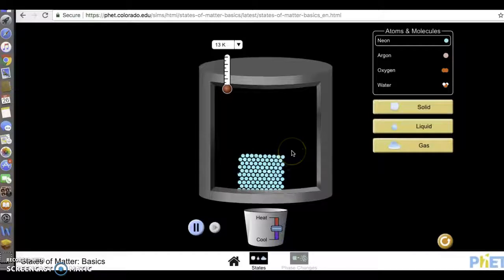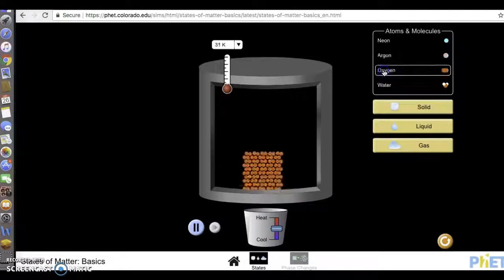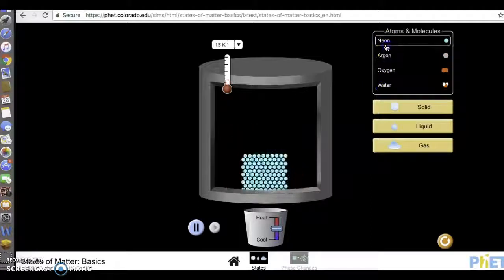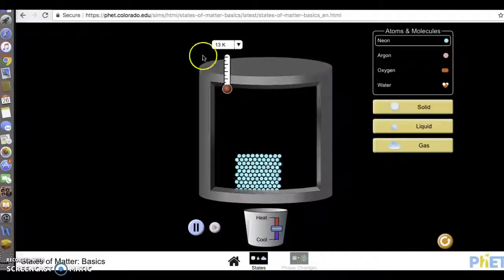So it always opens up to this. It starts with neon, which is one of the atoms and molecules categories. And there's argon, oxygen, and water as well. And you guys will be looking into that in a little bit. And the states of matter, solid, liquid, and gas. That's what you guys are going to be splitting up individually in your groups. It'll be groups of 3. So just a little bit about the simulation.